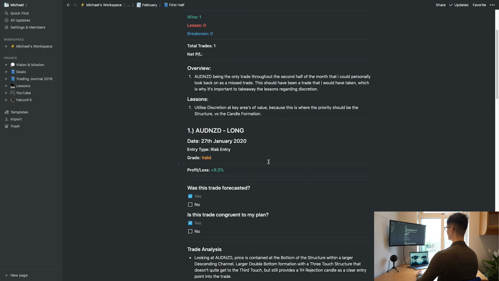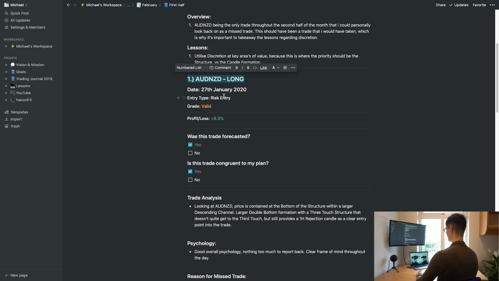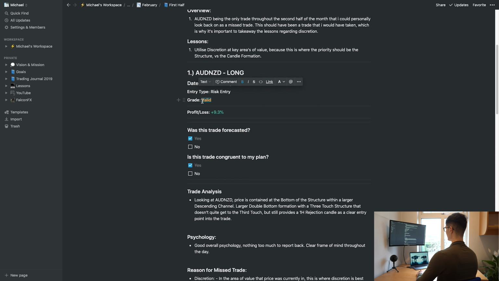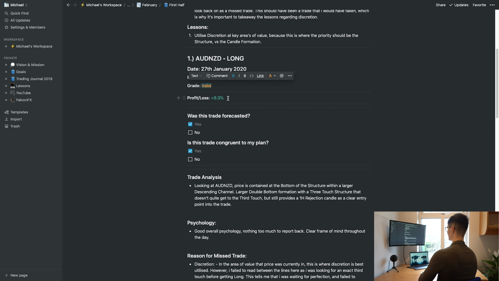As we can see here, Aussie Kiwi long, 27th of January 2020, entry type specific to my strategy, and the grade was a valid trade. Great trade. Total profit was 9.3%, just completely a beast of a trade. And it happened to be, that's the difference.